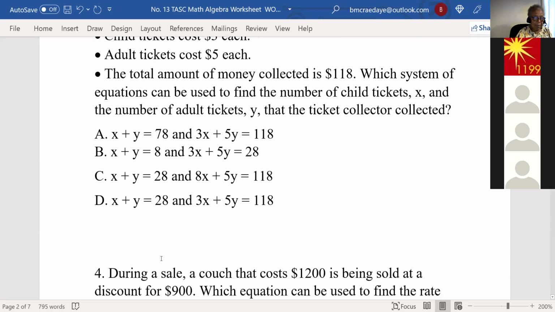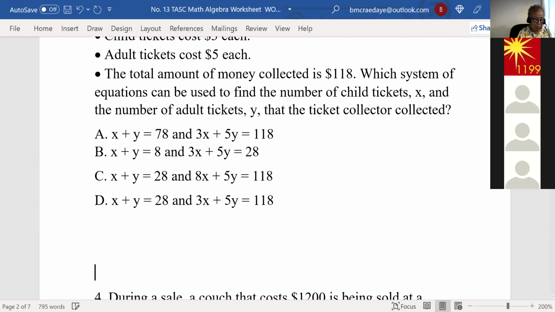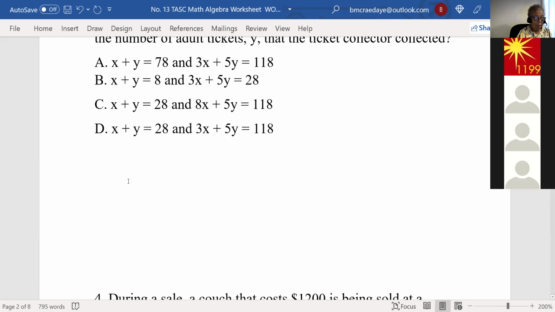X, let's just put this here. X was what? That's just for the children. X equals child tickets. And then let's stay consistent, the little x. And then Y, the adults. Y equals adults.